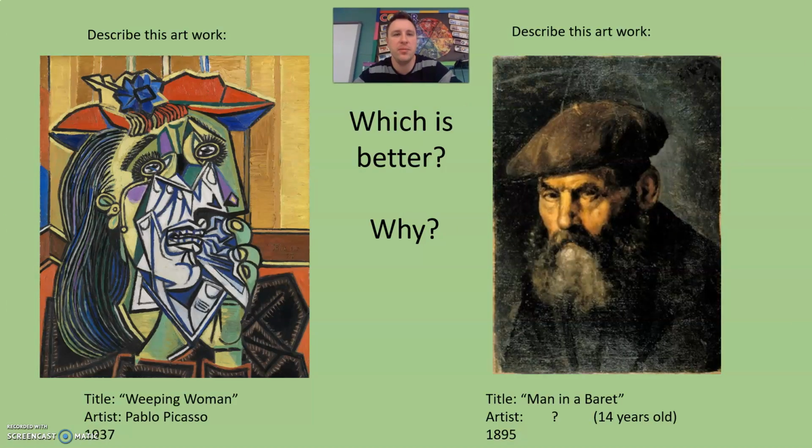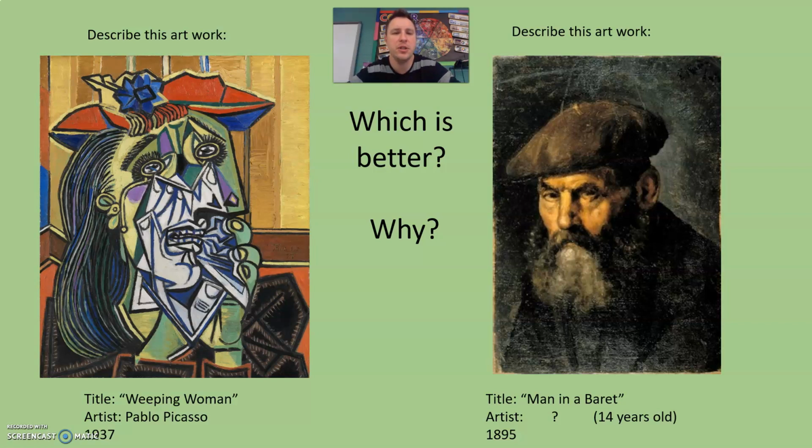So here you have two images. On the left, you have an image called The Weeping Woman. It's an abstract painting by the artist Pablo Picasso from 1937. And on the far right, Man in a Beret by an unknown artist, but for some reason we know they were 14 years old, and that was in 1895. So the reason I'm showing both of these, you see the comments in the middle, which is better and why.